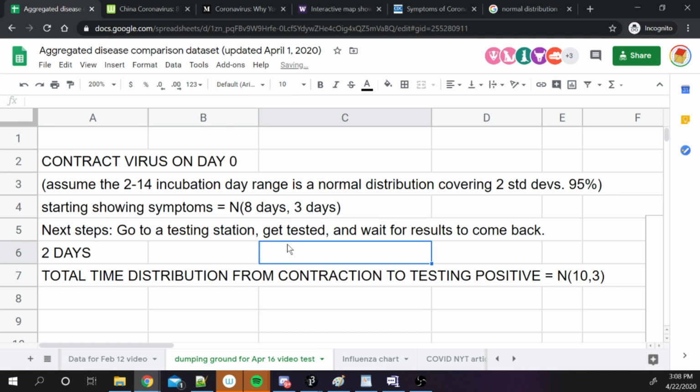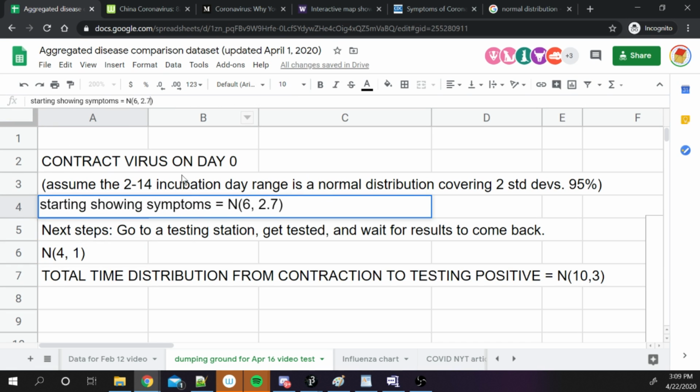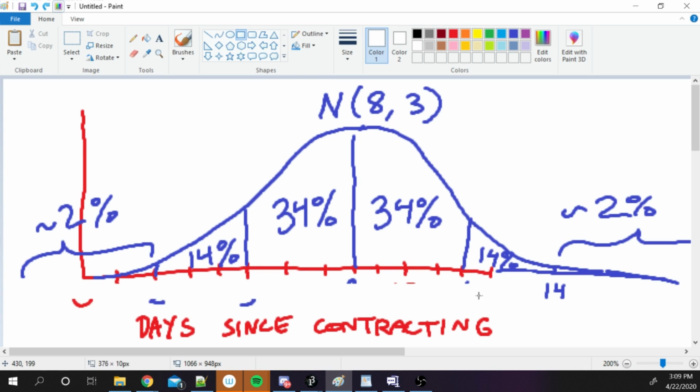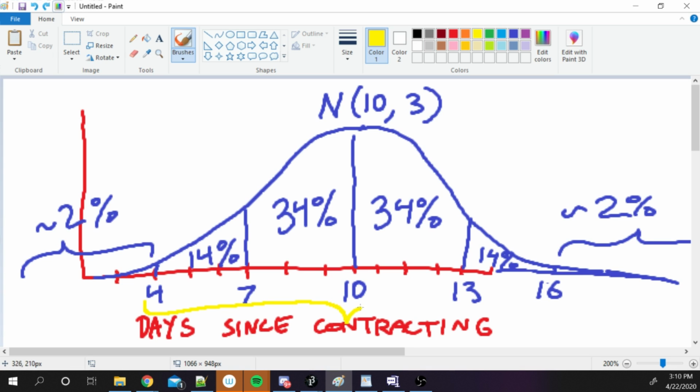So perhaps a better way to interpret this all is that you start showing symptoms with a mean of 6 days, and then you get your test back in a mean of 4 days. That together adds up to this number right here. But either way, I'm just going to assume that our overall distribution of time is mean 10 days, standard deviation 3 days. So that looks like something like this, where the vast majority of people, 95%, go from contracting the virus to testing positive for the virus in 4 to 16 days.